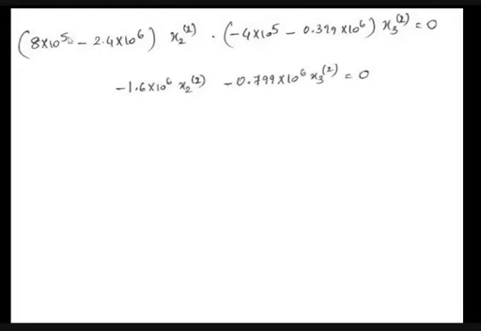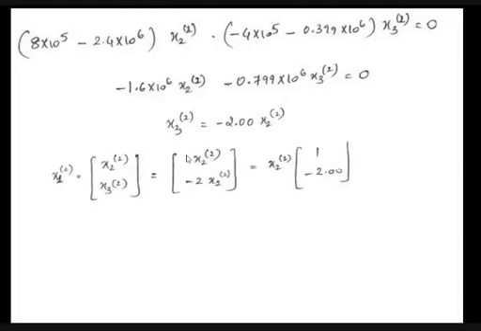Now just subtract this, I'll be getting minus 1.6 into 10 to the power of 6, x2 of 2 minus 0.799 into 10 to the power of 6, x3 of 2 is equal to 0. So if I want to write x3 in terms of x2, it will be x3 of 2 is equal to 1.6 into 10 to the power of 6 divided by 0.799 into 10 to the power of 6, which is minus 2.